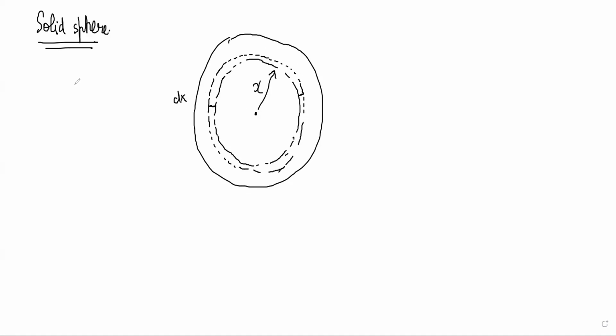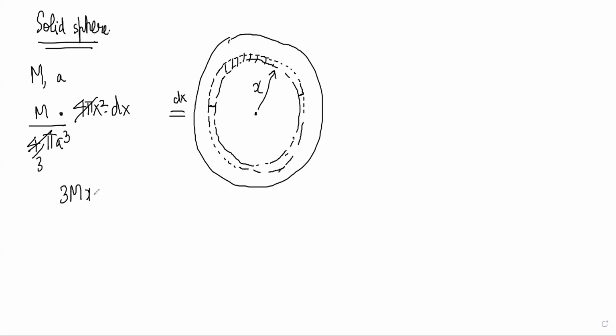If the total mass is M, the total radius of the whole sphere is a. The mass density is M by, this time it's a density per unit volume, 4 by 3 pi a cube. And what is the mass of my shell? It is basically the surface area times the thickness dx. It will be 4 pi x squared times dx. The 4 pi gets cancelled, you get 3M x squared dx by a cube. That becomes your mass of the shell.